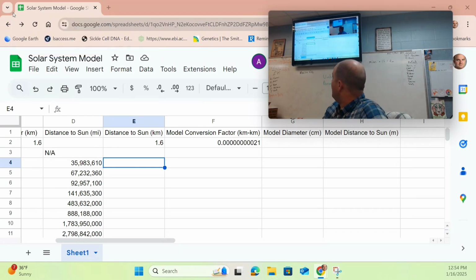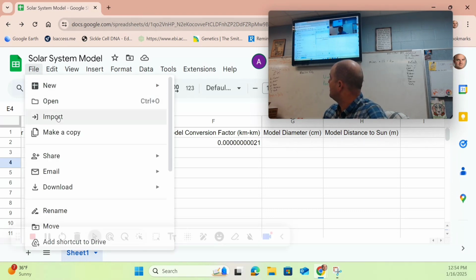You do not have access to this spreadsheet because I don't want you marking it up and messing it up. Make sense? So you're going to go File, make a copy. By the way, if you don't pay attention, you will get behind, and then you'll be like, how do we do this? I'm lost. And it's because you weren't paying attention. Stay with me, okay? So make a copy.